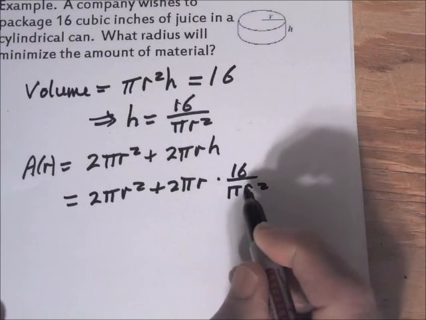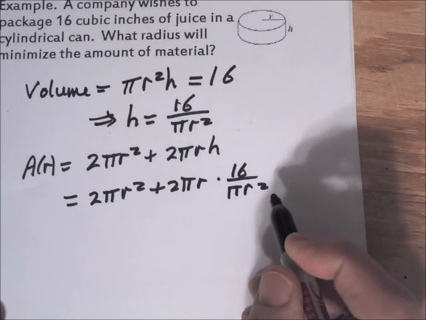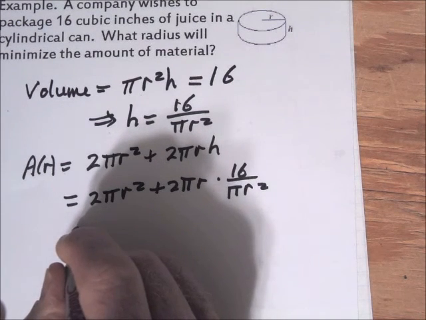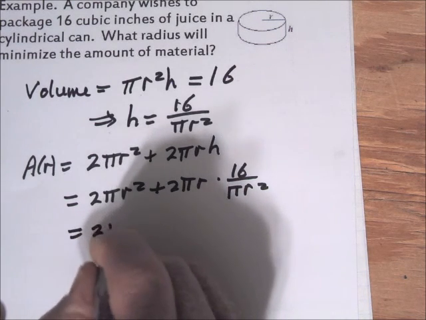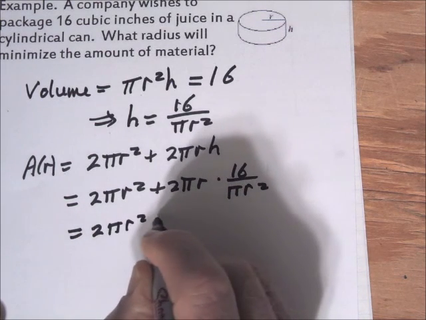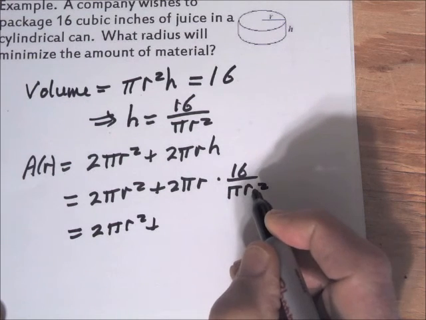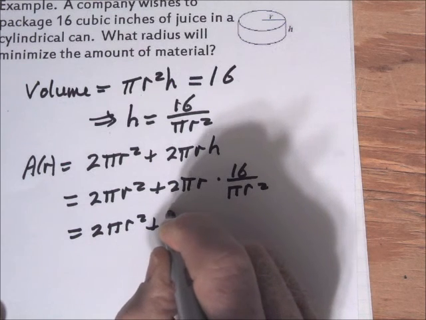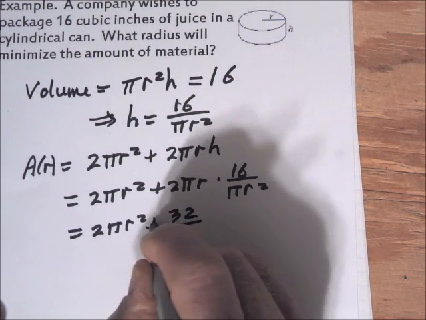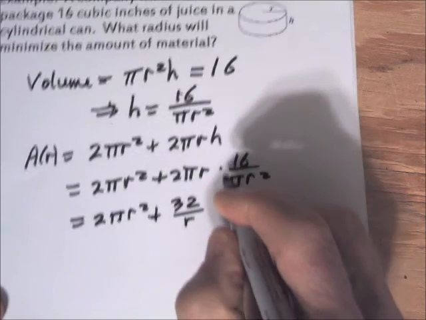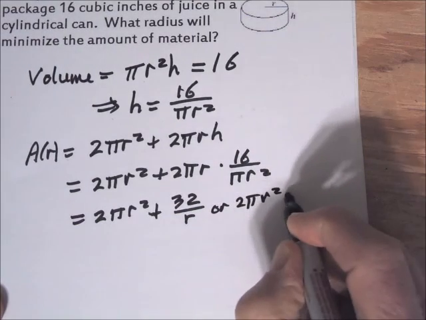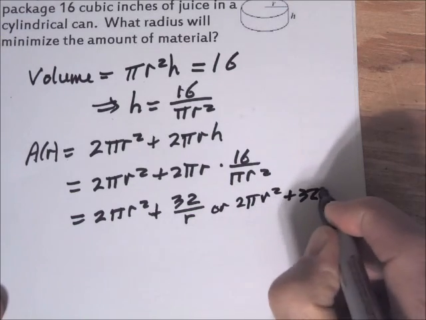And then we can simplify it. The pi's will cancel and one of the r's will cancel. 2 times 16 is 32. So that'll give us 2 pi r squared plus 32 over r. Or we can write that as 2 pi r squared plus 32 r to the minus 1.